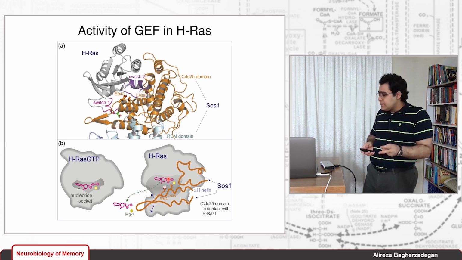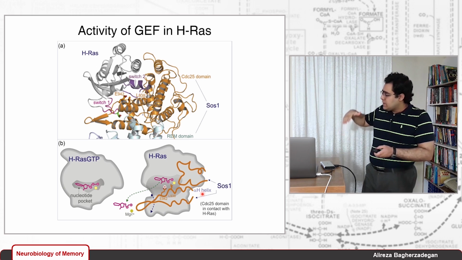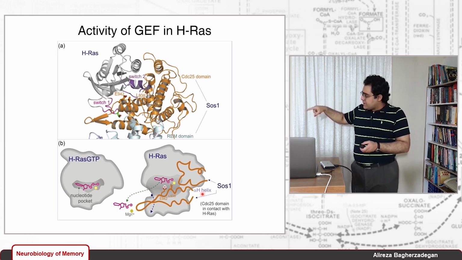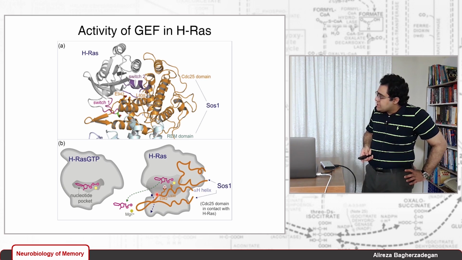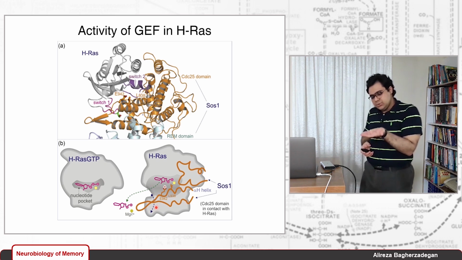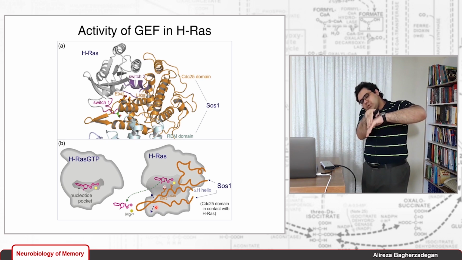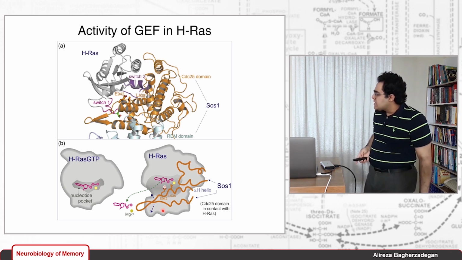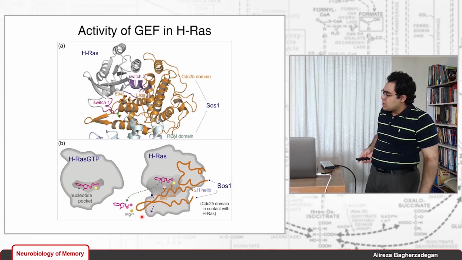The second thing that this does is that it inserts the alpha H helix into the binding pocket. When it inserts this alpha H helix into the binding pocket, you can see this is switch 1, and you can see that it pushes this switch 1 downward, represented by this blue arrow pointing downward.